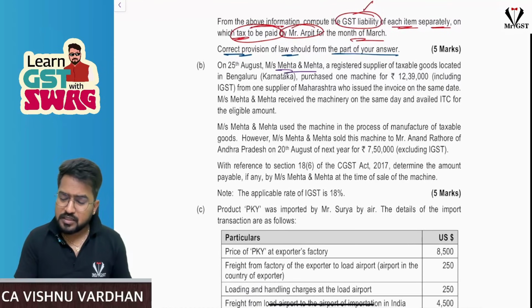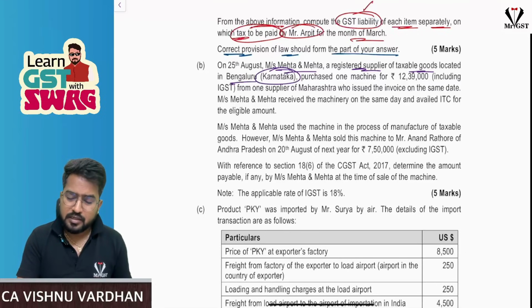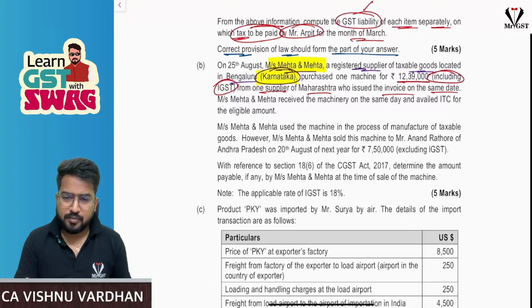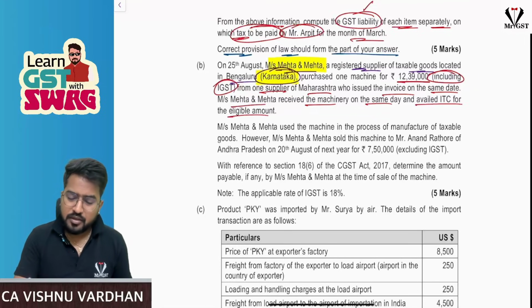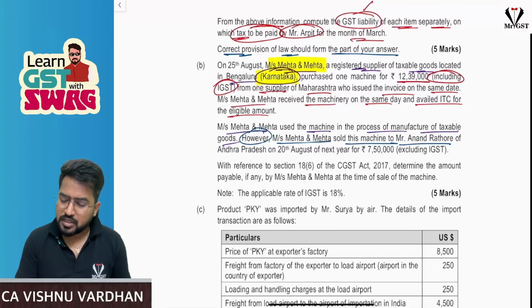Mehta and Mehta, registered supplier of taxable goods located in Bengaluru, Karnataka. That is important for us. Mehta purchased one machine for 12,39,000 including IGST from one supplier of Maharashtra who issued the invoice on the same date. Mehta and Mehta received the machinery on the same day and availed ITC. Next, Mehta and Mehta used the machine in the process of manufacturing of taxable goods. However, Mehta and Mehta sold this machine to Mr. Anand Rathore of Andhra Pradesh on 20th August next year for 7,50,000.